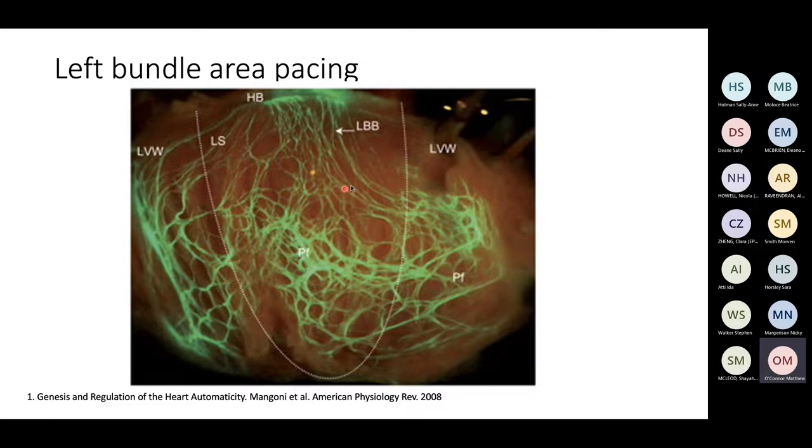And this large area means it's easier to put a lead in this particular place. A His lead has to be in roughly the right spot. With this, you've got pretty much the entire septum, or at least half the septum, to aim for, which makes it a lot easier.